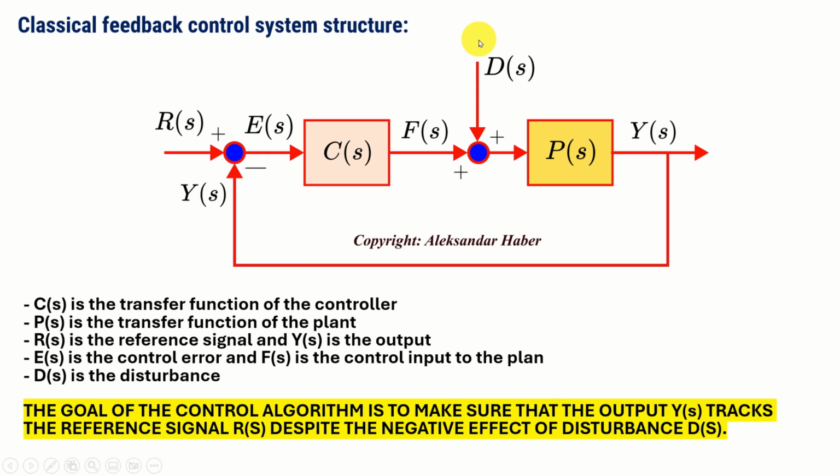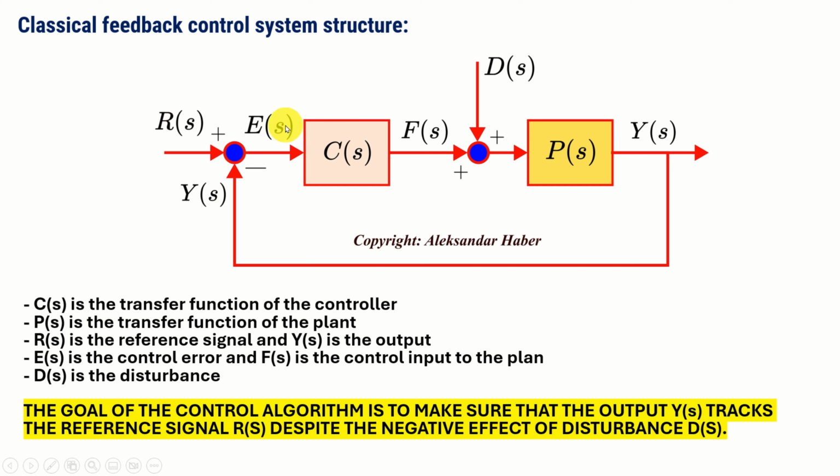First of all, let's revise the classical feedback control system structure. If you open any book on control engineering, you would often see this block diagram. Here in this block diagram, S is the complex Laplace domain variable, that is, this is the representation of the system in the complex Laplace domain. C of S is the transfer function of the controller, that is, this block over here represents the controller. Then P of S is the transfer function of the plant. Then R of S is the reference signal and Y of S is the output.